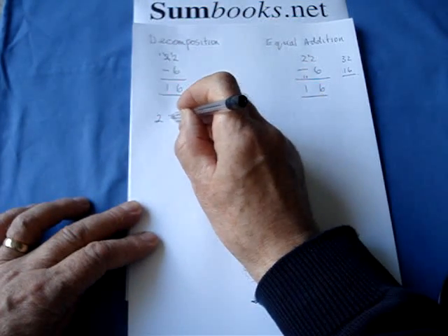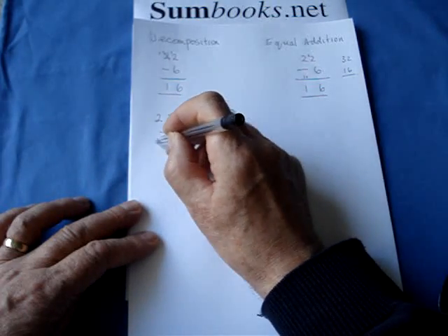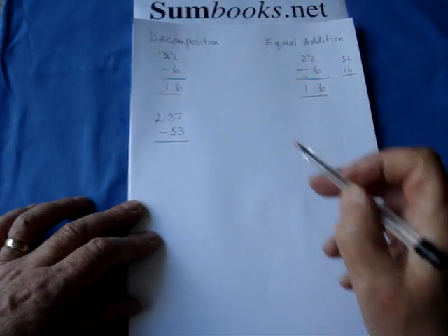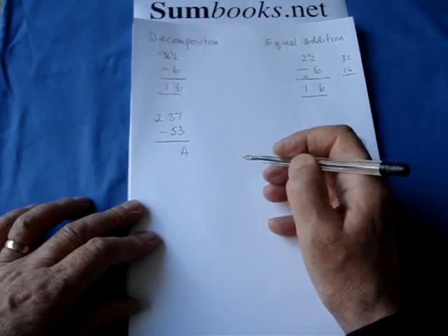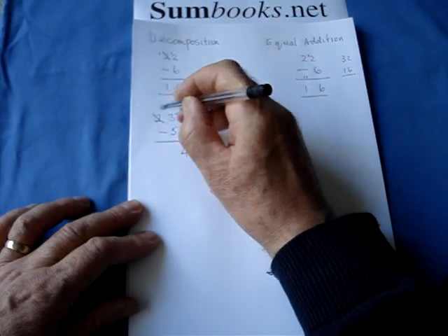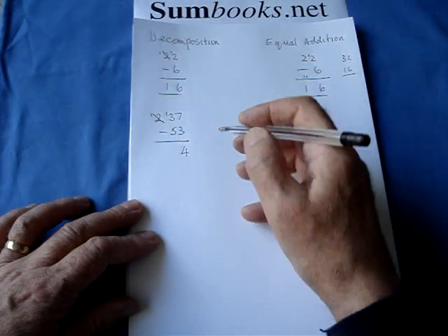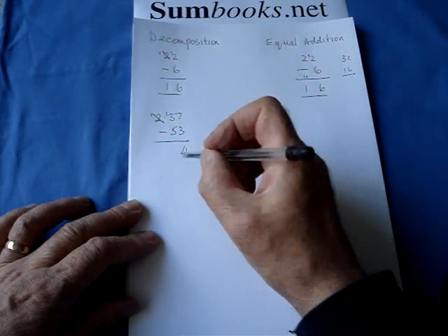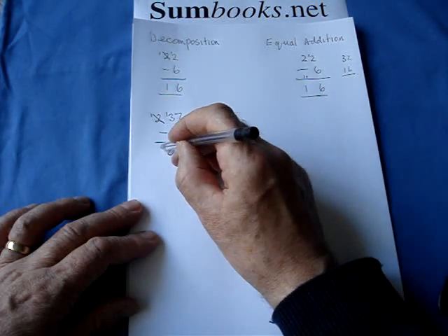Next one, 237 take away 53. By the decomposition method, 3 from 7 is 4, 5 from 3 we can't, so we borrow, leaves us with 1, 5 from 13 is 8, and 0 from 1 is 1.